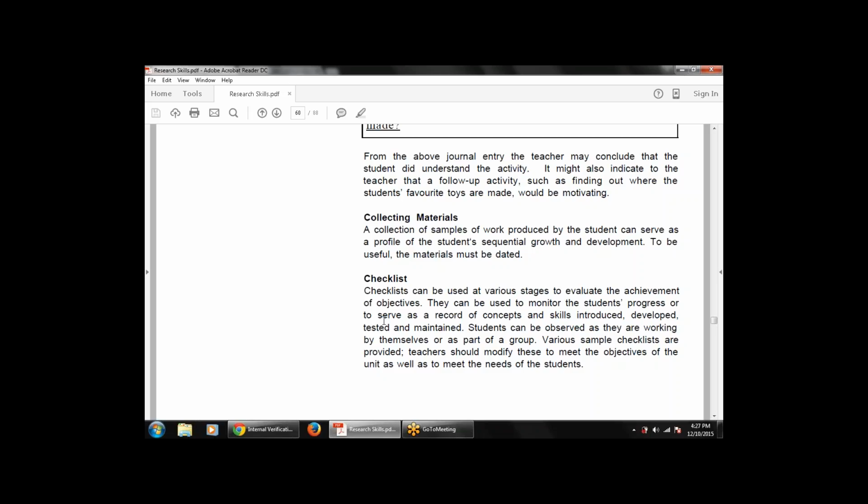To be very useful, the material should be updated. That means whatever material is going on must be updated, in the sense that it is available in a common format, in a data format.